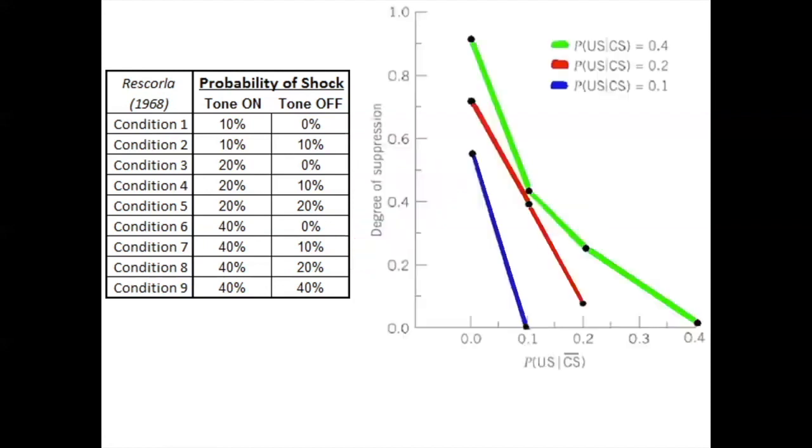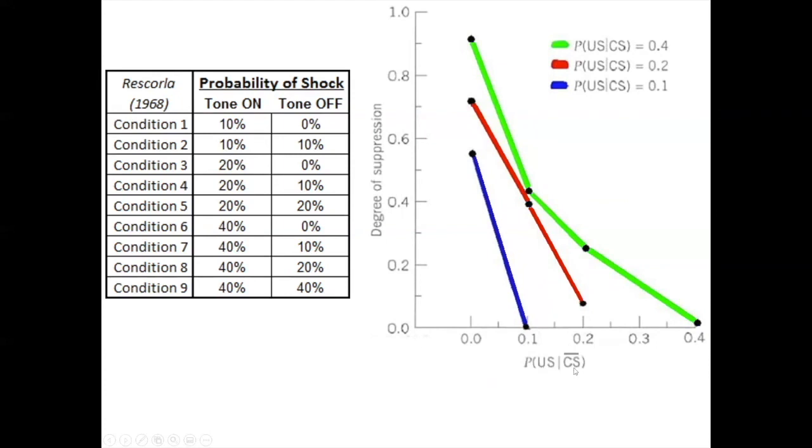Now, here's a graph of Rescorla's results. Each data point here represents the average amount of suppression, the average amount of freezing, basically, that was elicited by the tone for the rats in the different conditions. The different lines represent different probabilities of getting the shock when the tone was on, so 40%, 20%, and 10%. And the different values down here on the horizontal axis represent different probabilities of getting the shock when the tone was off. So this little line over the CS, by the way, here on the bottom of the graph, that means absent, okay? So the way to read this term here is probability of the US when the CS, the tone, was absent.